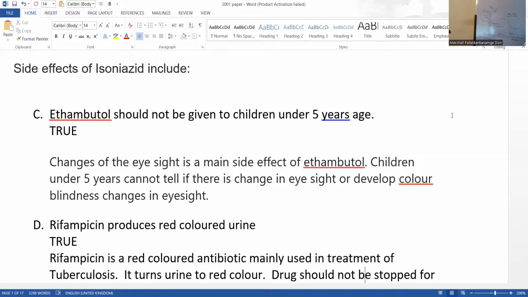That is color blindness. So when a child below 5 years is given this, and if the child gets color blindness, he cannot explain it. He cannot explain about the color blindness. That is why they are not given this ethambutol tablet.